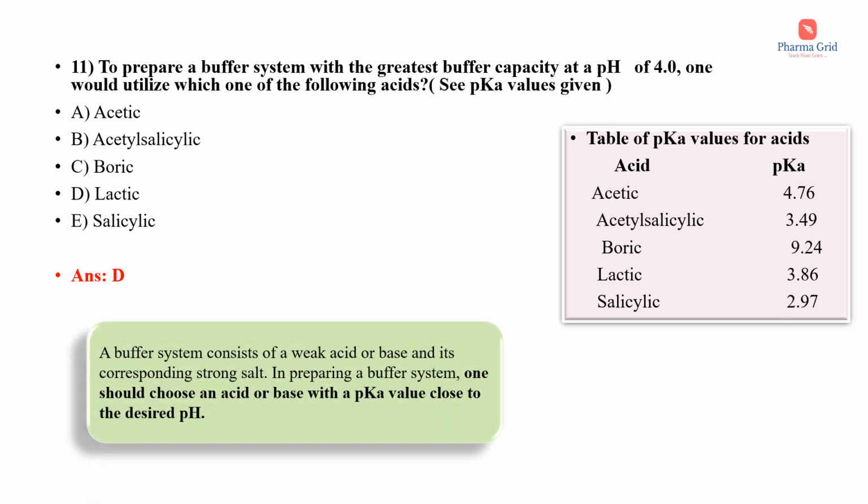A buffer system consists of a weak acid or base and its corresponding strong salt. So in order to prepare a buffer system, one should choose an acid or base with a pK value close to the desired pH. So here the desired pH is 4. So the acid which is having the pK value close to the desired pH is lactic acid. Lactic acid pK value is 3.86. So this lactic acid and sodium lactate can be combined to obtain a pH of exactly 4.